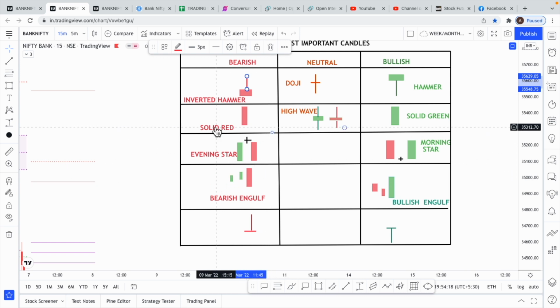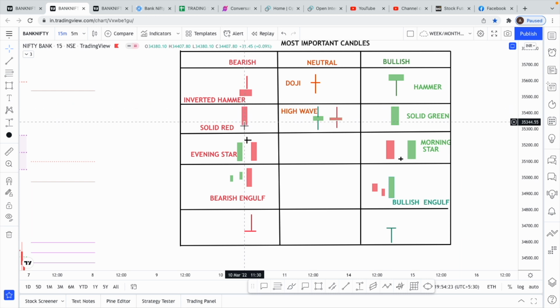Then you have a solid red, what a lot of people refer to as a Marubozu candle, where it will be just one solid red candle. The same we have like a solid green candle.